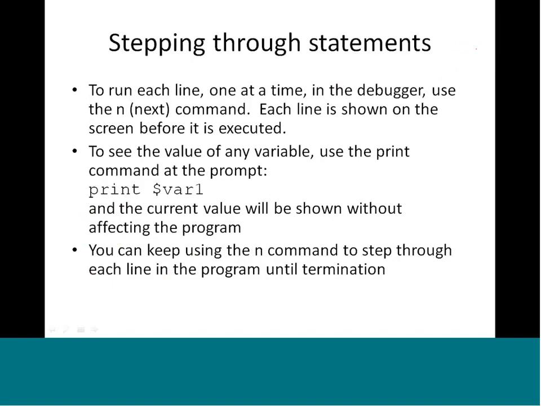To run each line one at a time in the debugger, we can use the next command, or the n command. Each line is shown on the screen before it gets executed. To see the value of any variable, use the print command at the prompt, which is print $var1, and that will give you the particular value of the variable. The current values can be shown without affecting the program. And similar to other debuggers, we can use the n command to step through each line of the program until termination.